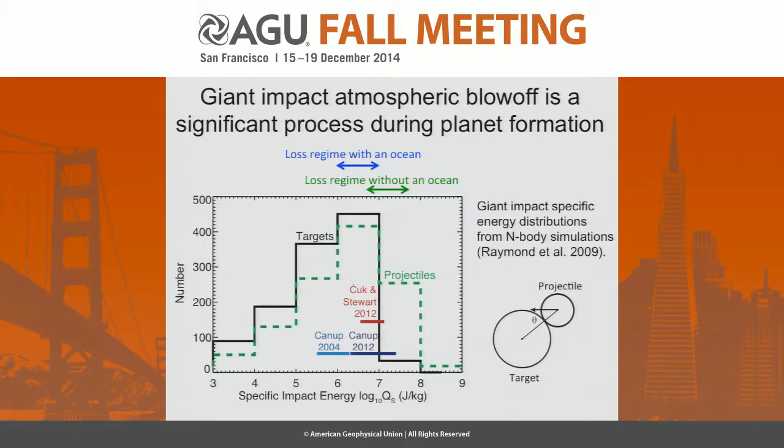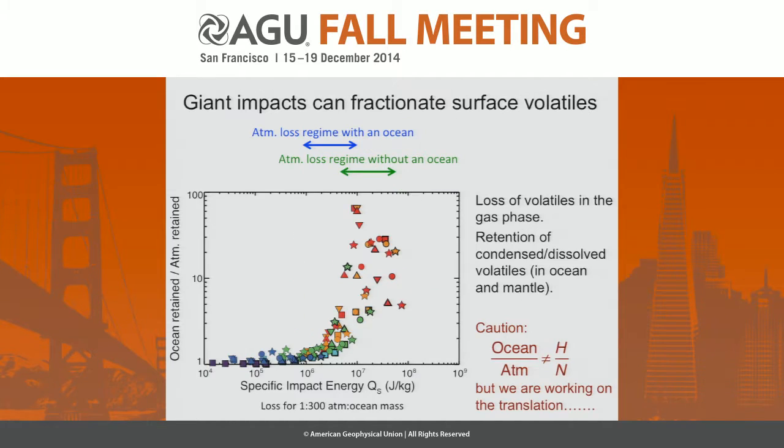And so what we have are a range of outcomes that can occur in terms of atmospheric blow-off during the giant impact events, that can lead to heterogeneities between the terrestrial planets. I've noted here the impact energy range for the moon-forming giant impacts. It's quite hard to lose any atmosphere when there is no ocean present, although it is expected near the end stages of terrestrial planet formation.